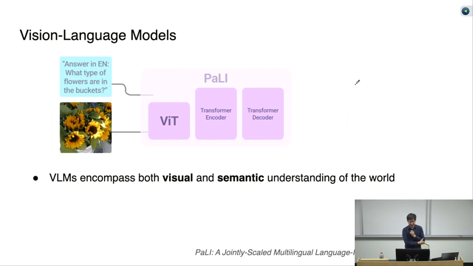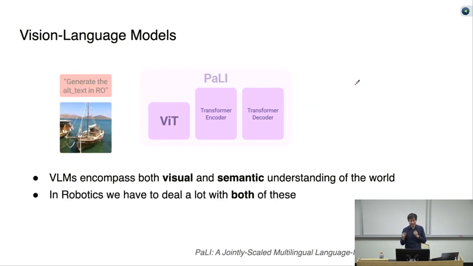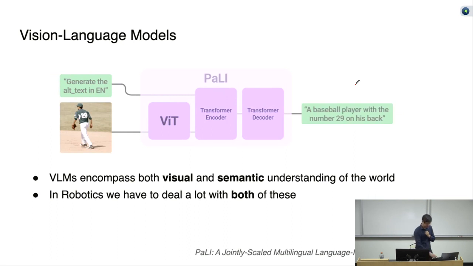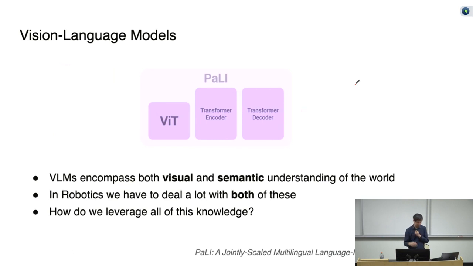So these vision language models encompass both the visual and semantic understanding of the world, given how much data they are trained on. And these are exactly what we need in robotics, right? Robots have a lot of visual inputs. They need to understand the semantics of the world in order to make decisions. The question is, how can we leverage all this knowledge captured in the vision language models?